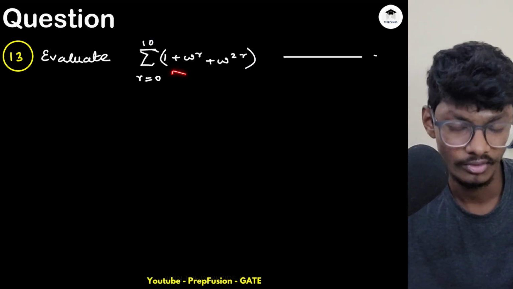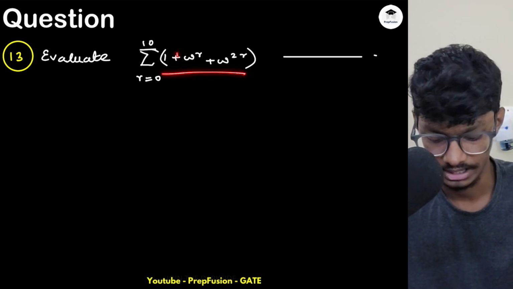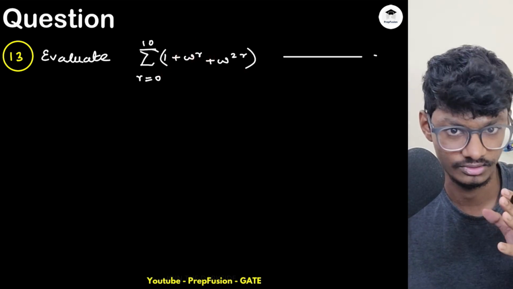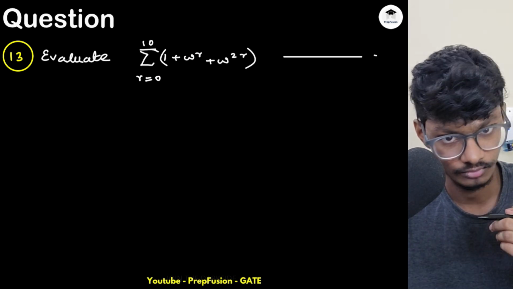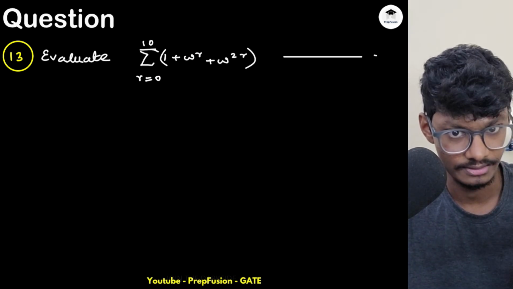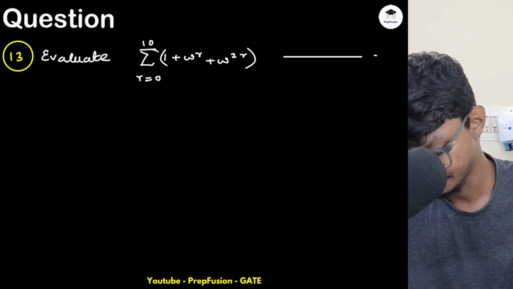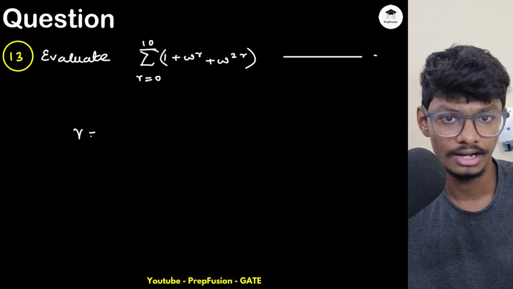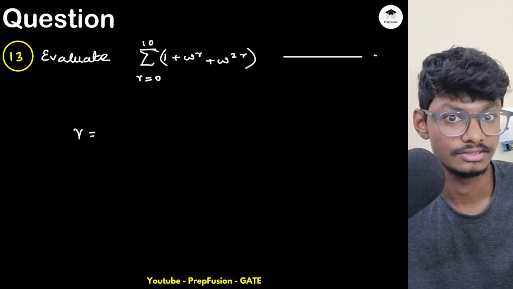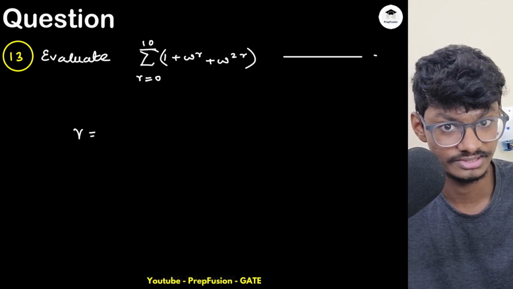What have we studied? We have studied that if this is written like this, and if my r is a multiple of 3, the result will always be 3. If r is not a multiple of 3, the result will be 0. That is the property we have just studied. So when is r a multiple of 3? r is a multiple of 3 when r is equal to 0 also, because 0 times 3 is also 0.